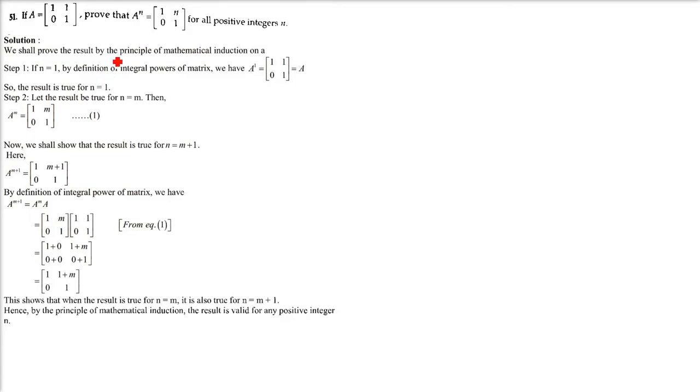But I'll give you a hint. I'll give you the steps. How are we going to do this? See, this A raised n is equal to this, 1 n 0 1, for all positive integers n. So this is a matrix. So the first step should be, if it is true for n equal to 1, then we proceed.